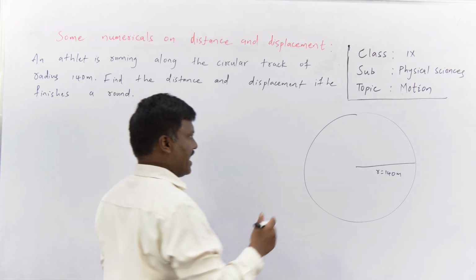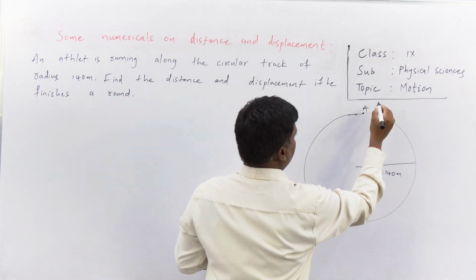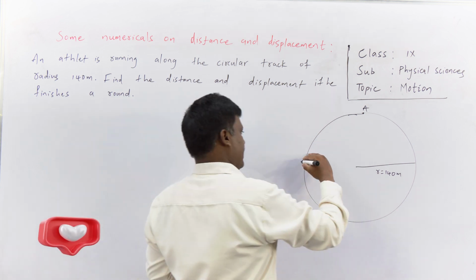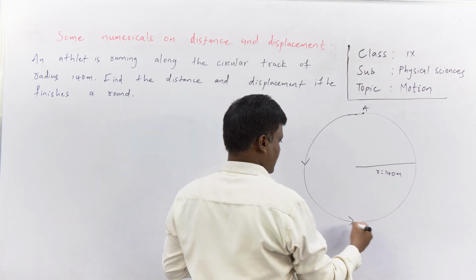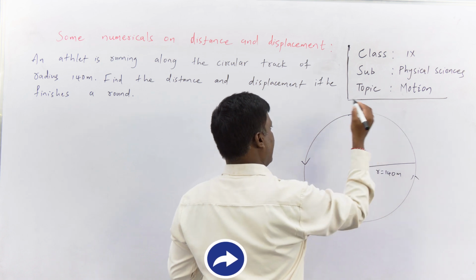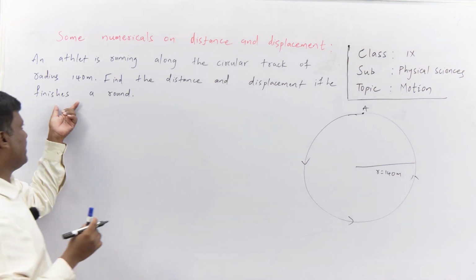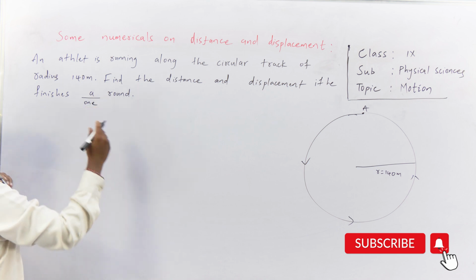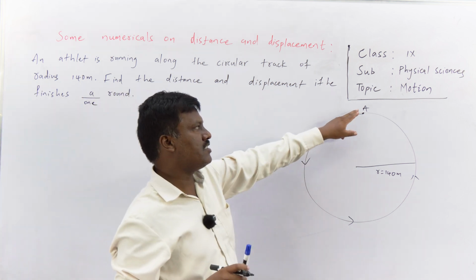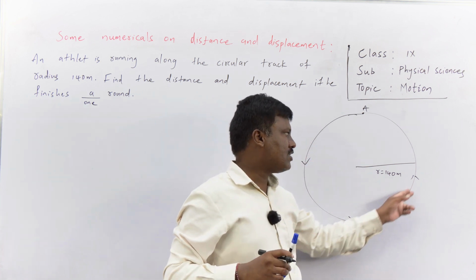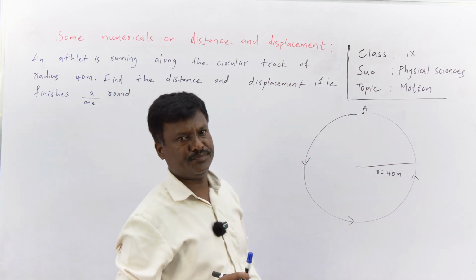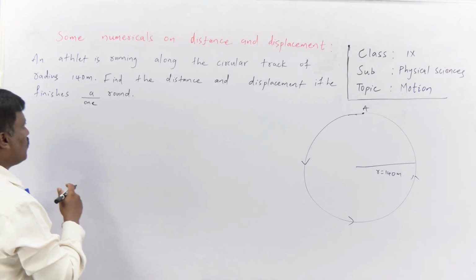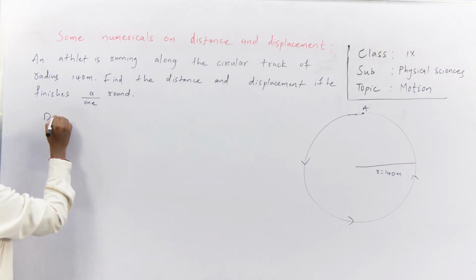Let's say he started from this point A. He is running along this direction, and finally he reached A, because one round is finished. A round refers to what here? One round finished: where he started the journey, A, finally he reached the same point. Now we have to calculate the distance in this case.